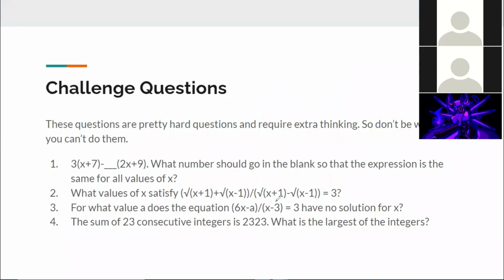Okay, so for the third one, it's asking what value of a is there such that the equation has no solution for x? So this one you kind of have to think about the denominator. If I put x is equal to 3, then the denominator becomes 0, and you're not allowed to have a denominator of 0. So what you want to do is solve it so that the only solution is 3, but that won't work.